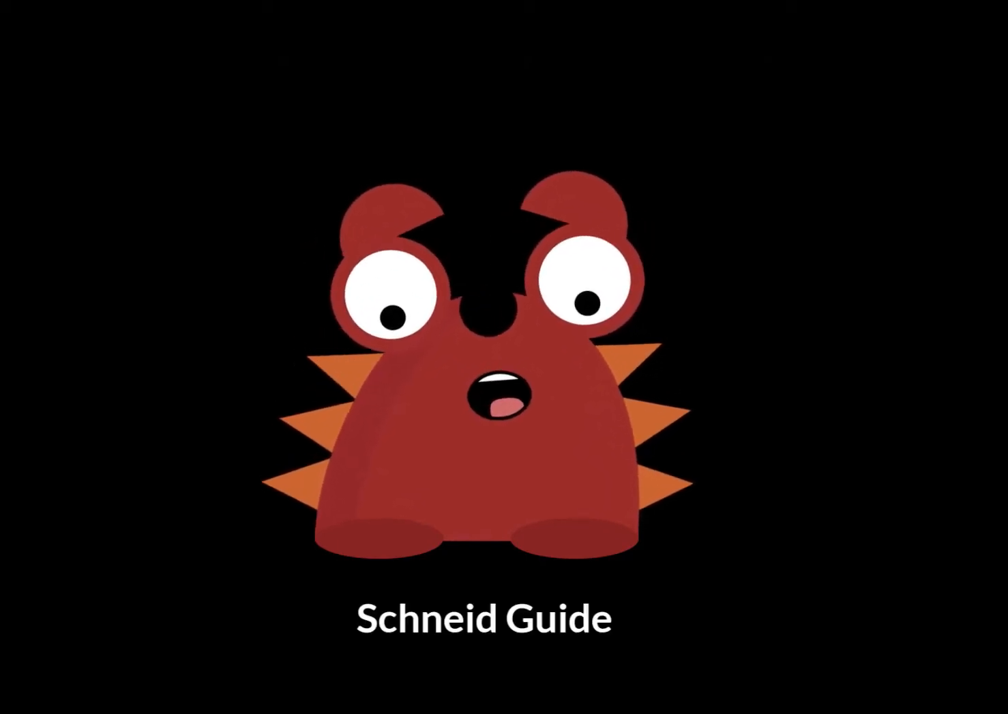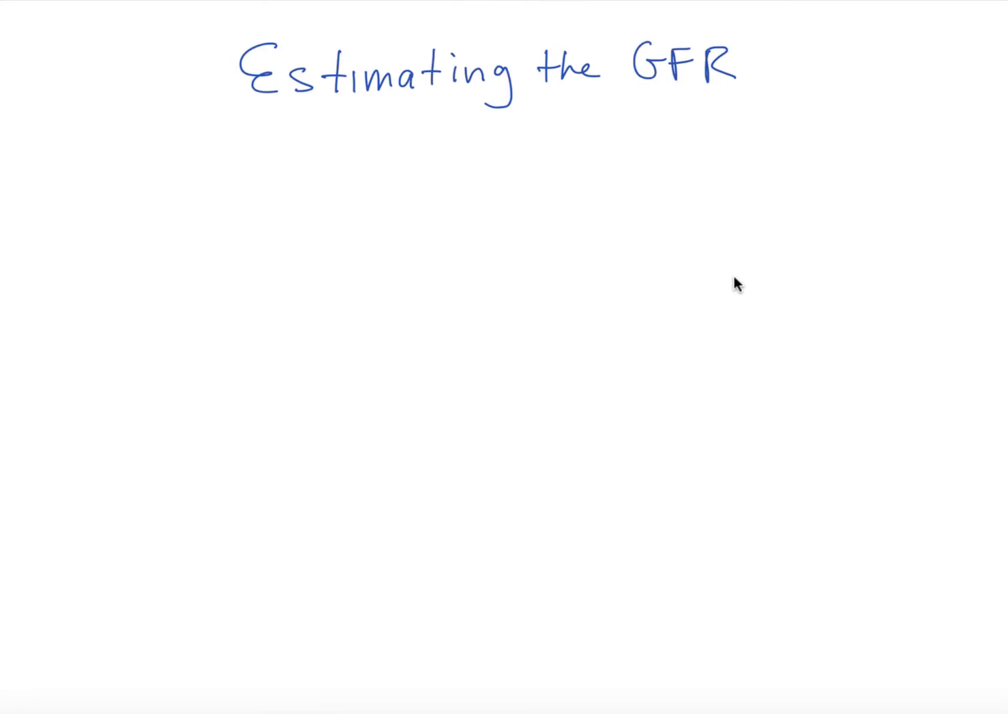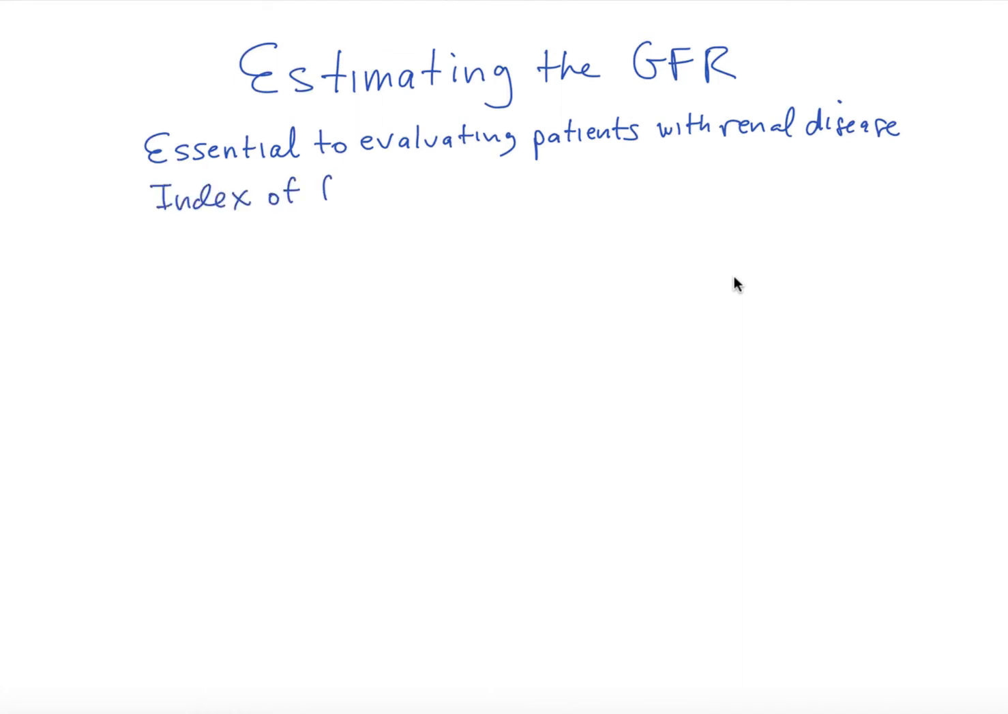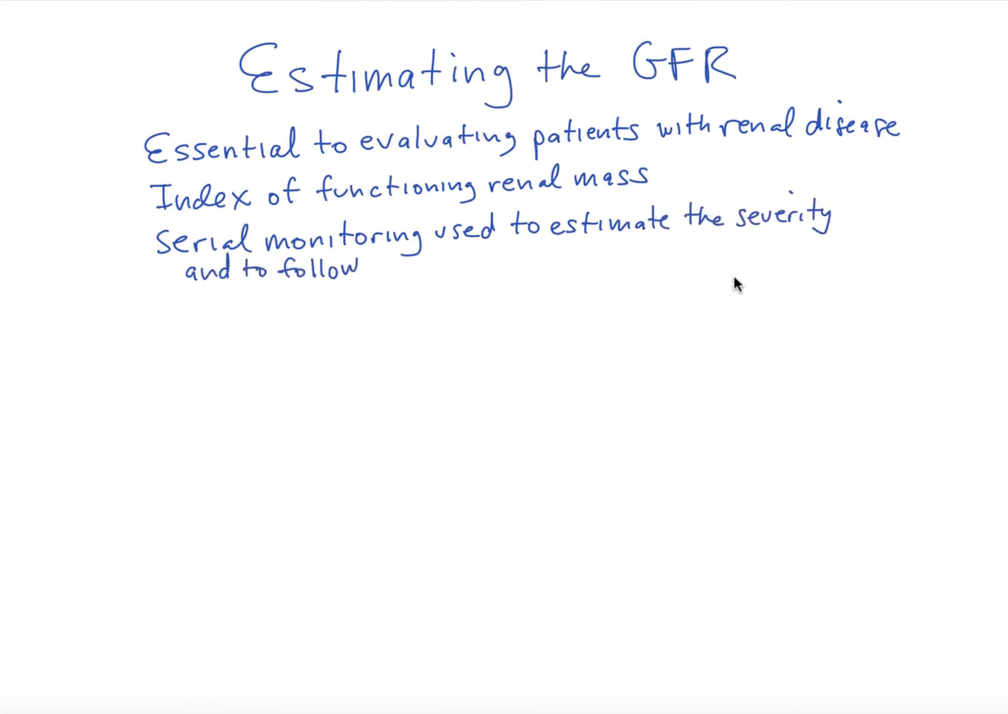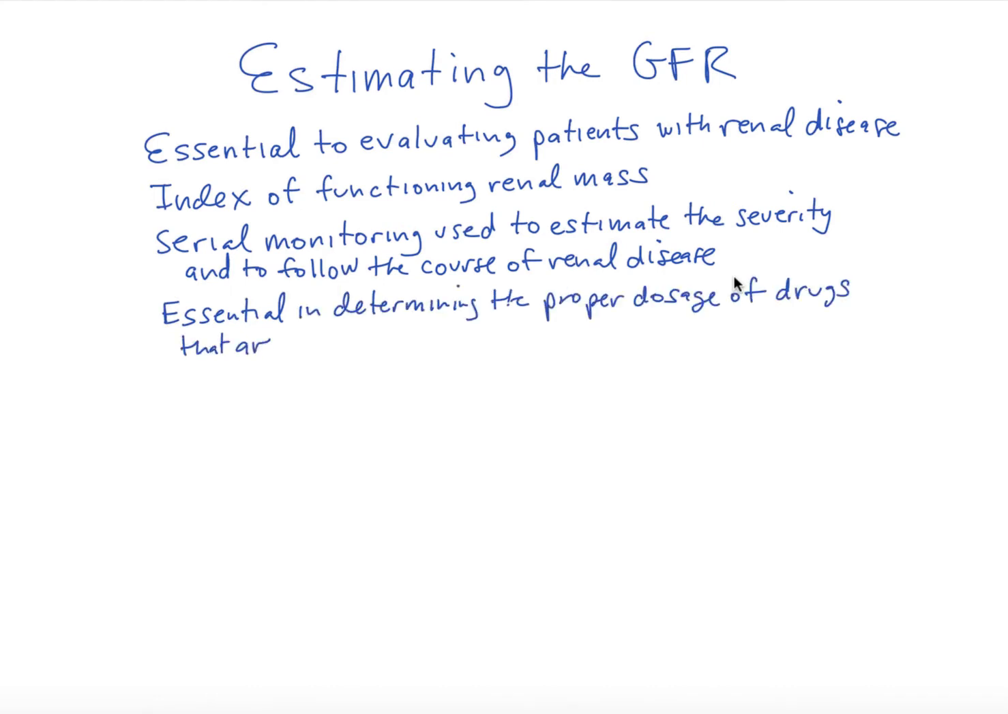So now we're going to talk about estimating the glomerular filtration rate, and it's essential to evaluating patients with renal disease. It's an index of functioning renal mass. It's important for serial monitoring used to estimate the severity and follow the course of renal disease. It's also essential in determining the proper dosage of drugs that are excreted by the kidney through glomerular filtration.